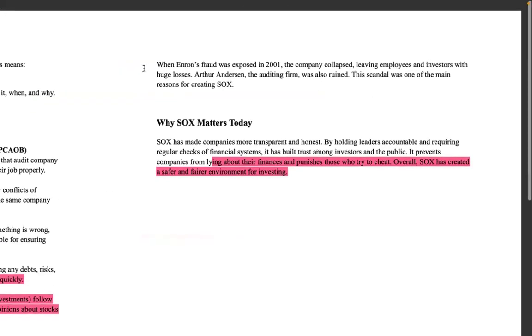When Enron's fraud was exposed in 2001, and then in 2002, Sarbanes-Oxley came into being. But when Enron's fraud was exposed, the company collapsed, completely collapsed. And all the employees and investors suffered huge losses. And then Arthur Andersen, which was the auditing firm, was also ruined. It was also dissolved.